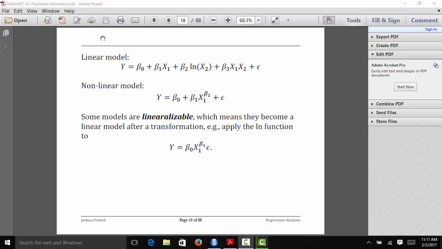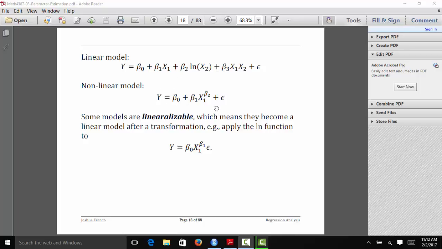So here's another example of a linear model. Y equals beta naught plus beta 1 x1 plus beta 2 log x2 plus beta 3 x1 x2. So once again, the parameters enter this equation linearly, but the regressors do not necessarily enter linearly. So for example, this is the log of the regressor. This is a product of two regressors. And so it's a linear model because the parameters enter the equation linearly.